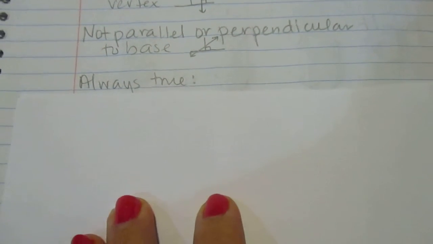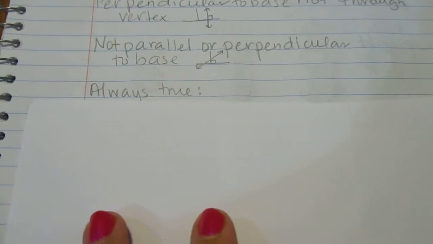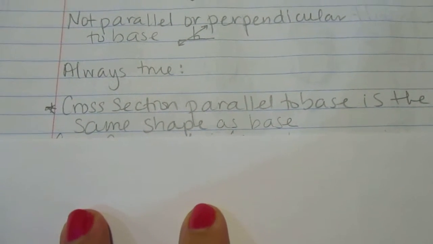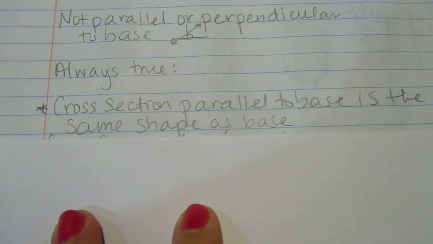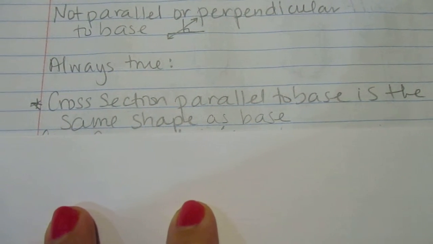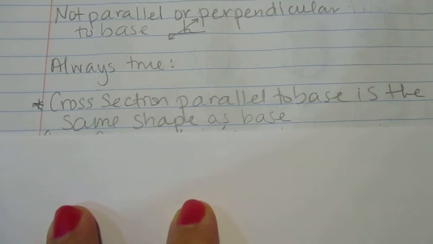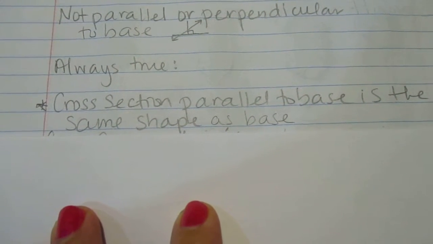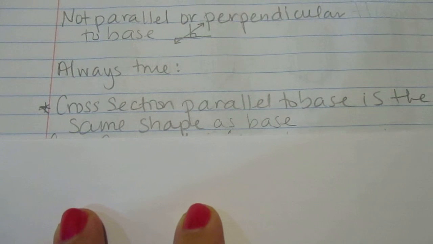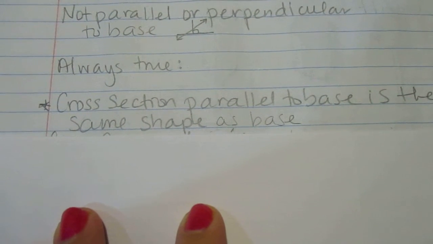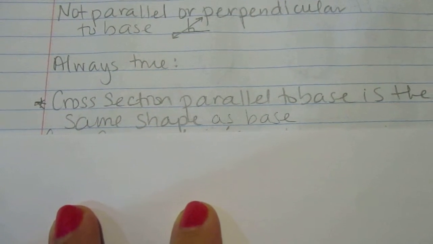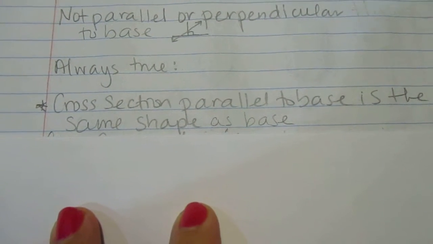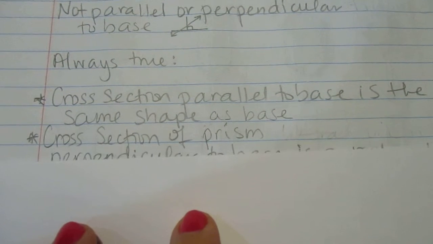There are some things that are always true when dealing with cross sections. The first thing that is always true is that any cross section that is made parallel to the base is the same shape as the base itself. So if the base is a square, then a parallel cross section to the base results in a square. If it's a triangle, a parallel cross section to the base results in a triangle. Pentagon becomes a pentagon, hexagon, hexagon. It's the same shape as the base.